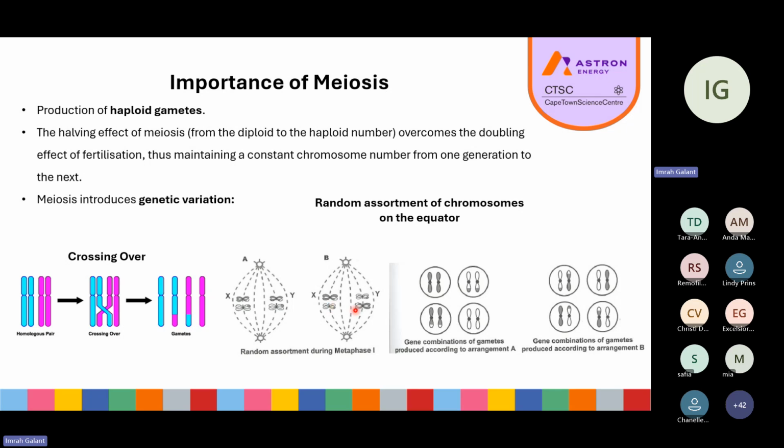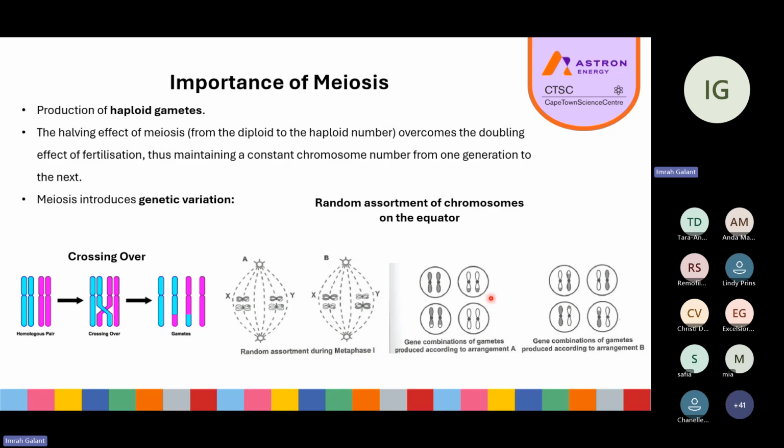So in the diagram next to it, it says gene combination of gametes produced according to arrangement A and arrangement B. As you will note, the gametes in both arrangement A and B all have different gene combinations. And this shows you now how genetic variation can be brought about.